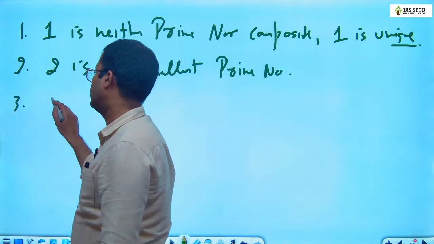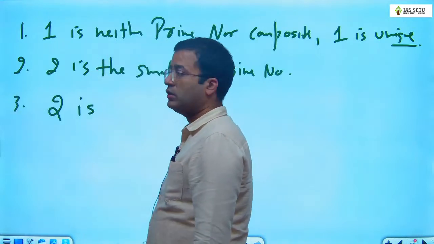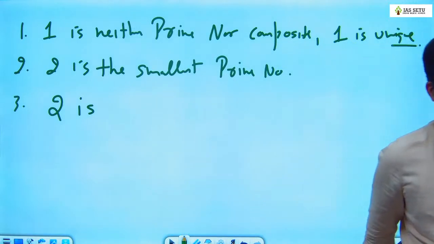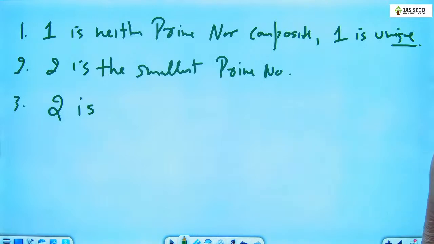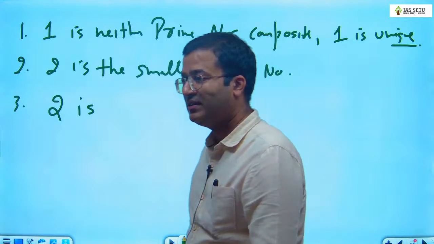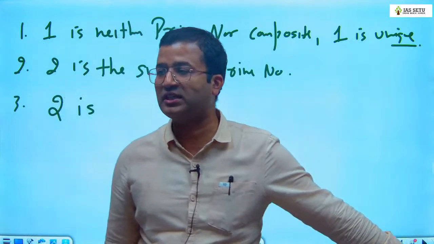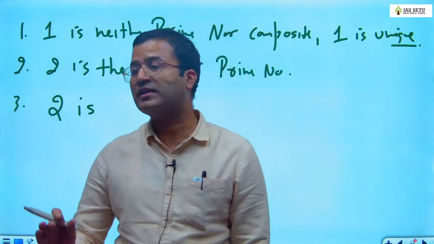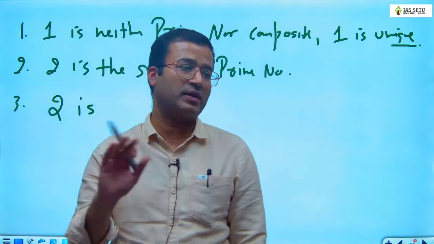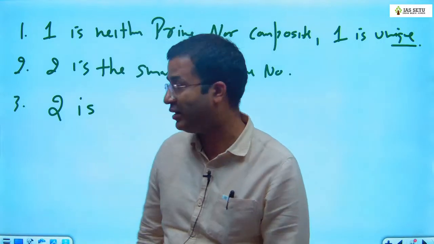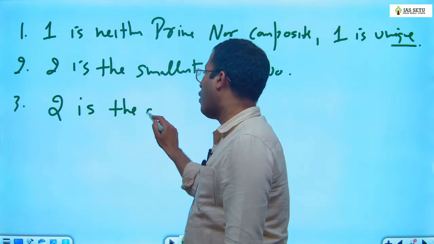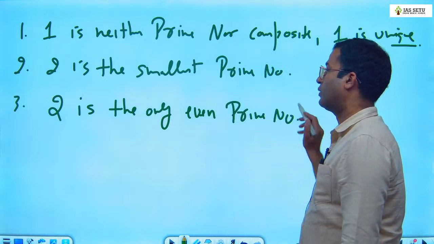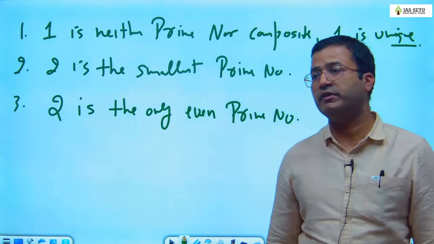Third, can you tell me other than 2 any other even number, prime number? If you can tell, I have chocolate for you. 11 साल से रख रखी है. Why? Other than 2 there is no even number which is a prime number. Why? क्योंकि वो 2 से डिवाइड होगा ही होगा. देख लो, 2 is the only even prime. 2 is the only even prime number.